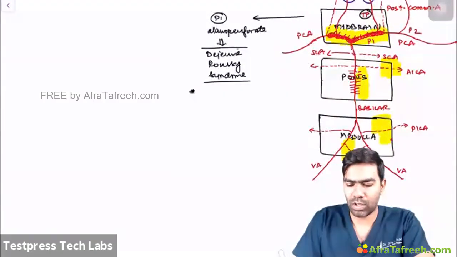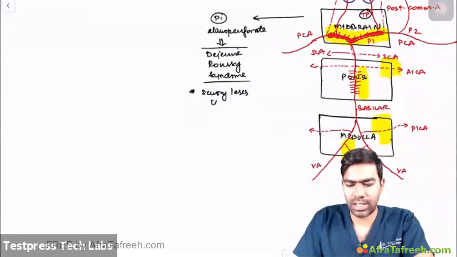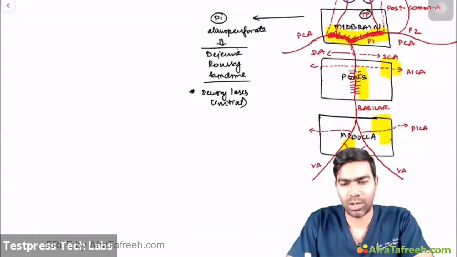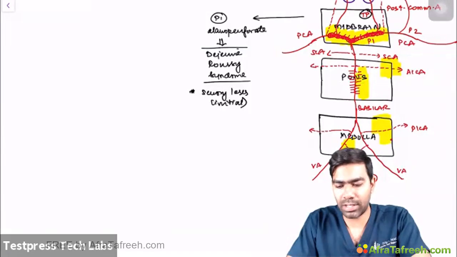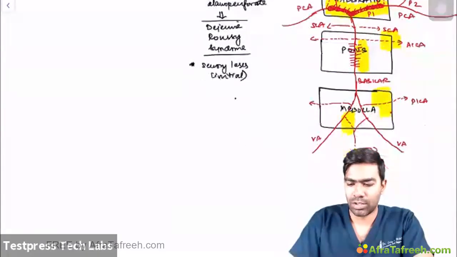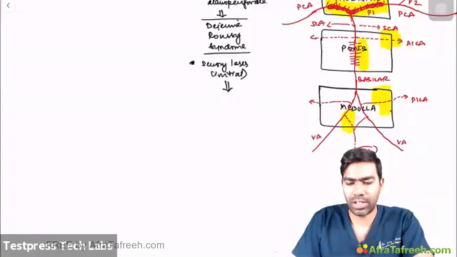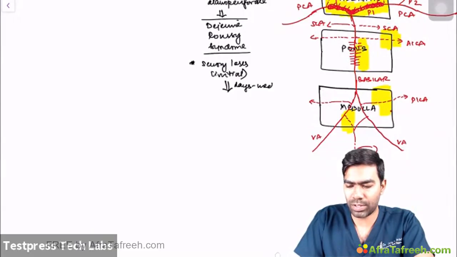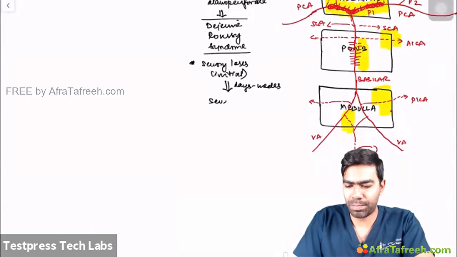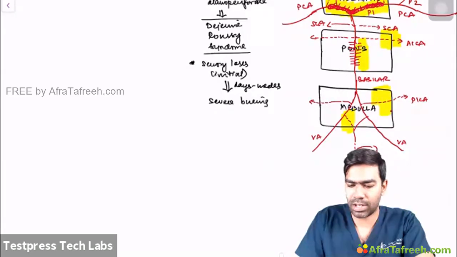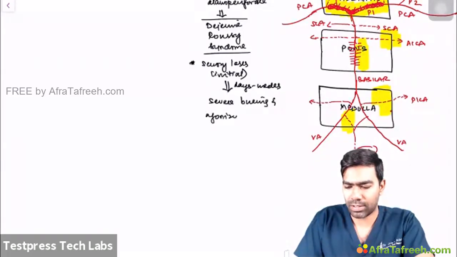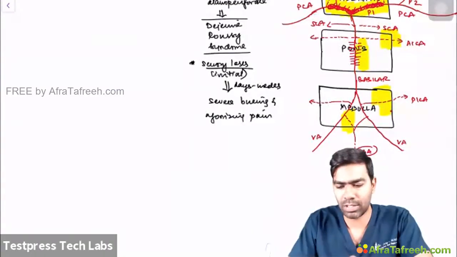As far as Dejerine-Roussy syndrome is concerned, initially the patient will be suffering from sensory loss. That's how they start. It can be a full body sensory loss, or a hemisensory loss, depending on the extent of involvement of the thalamus. After a few days to weeks, they will develop severe burning and agonizing pain. So the sensory loss gets transformed into pain. This is basically Dejerine-Roussy syndrome.